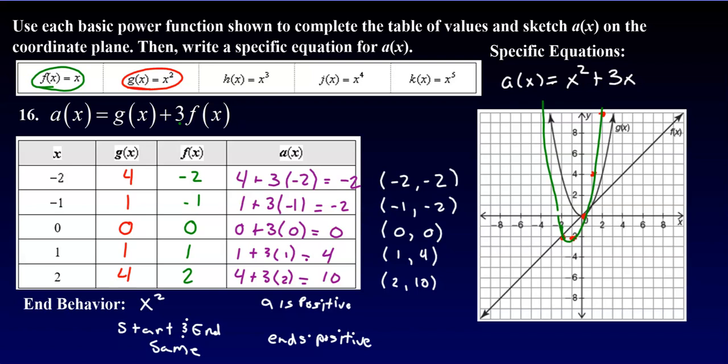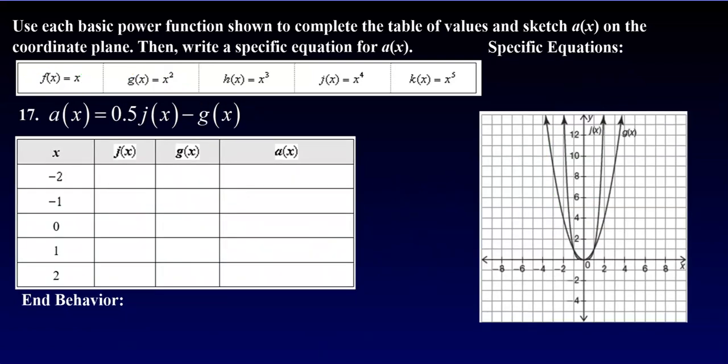All right. What I'd like you to do now is try number 17 on your own. Pause the video right now, and then unpause when you're ready to check your answer.